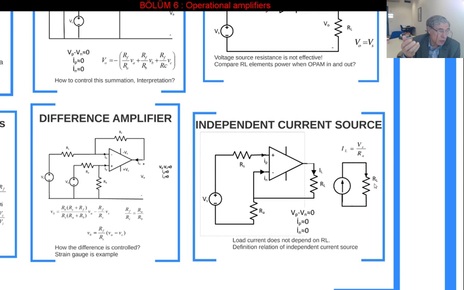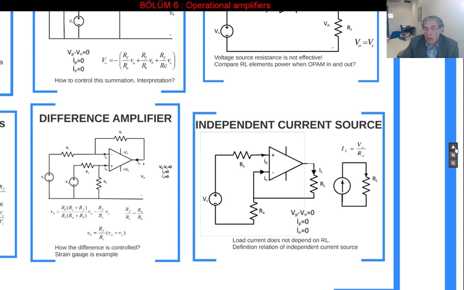So the definition of the independent current source was the current is known, and whichever circuit it is connected to, that current does not change. Here, whatever the RL value, this independent current source current does not change, and this current is equal to Vs over RA. So we made an independent current source by using an operational amplifier circuit like this.